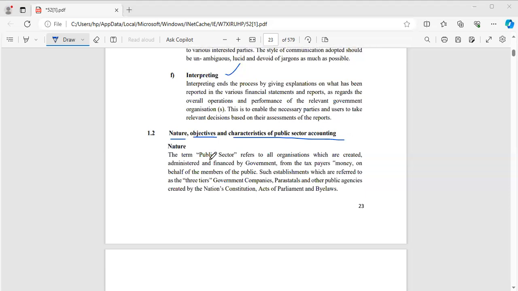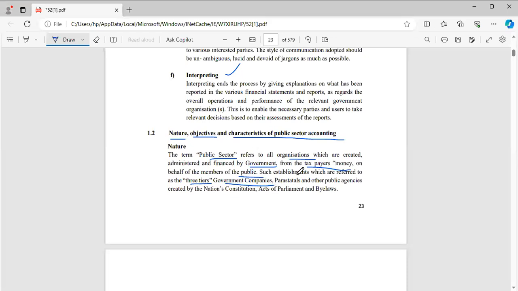Now the term public sector refers to all organizations which are created, administered, and financed by government from taxpayers' money. Are you seeing this key? They are all created, administered, and financed by the government from taxpayers' money, which is the money that I and you contributed, on behalf of members of the public. Now, such establishments are referred to as the three-tier government companies, okay?